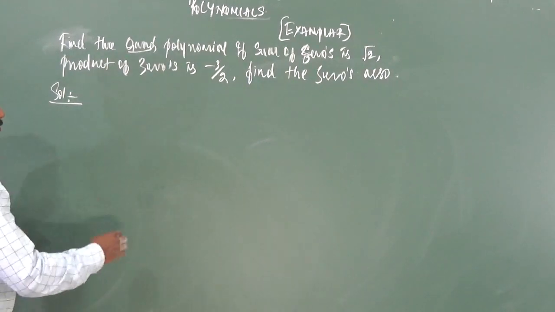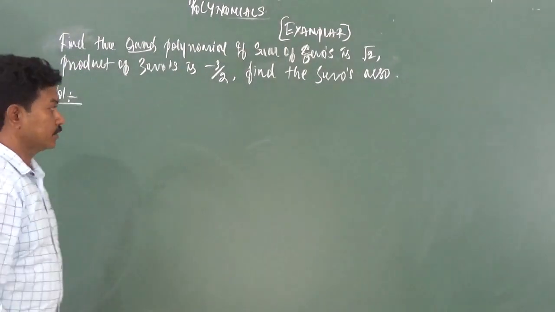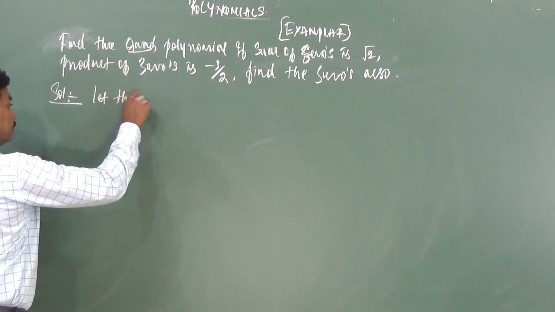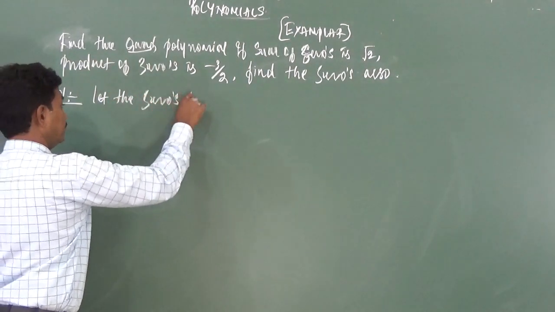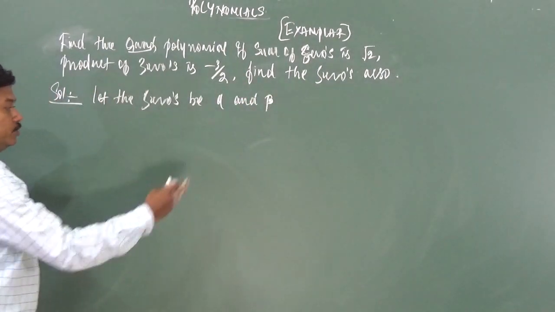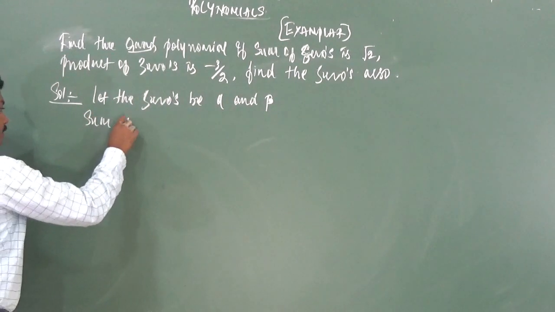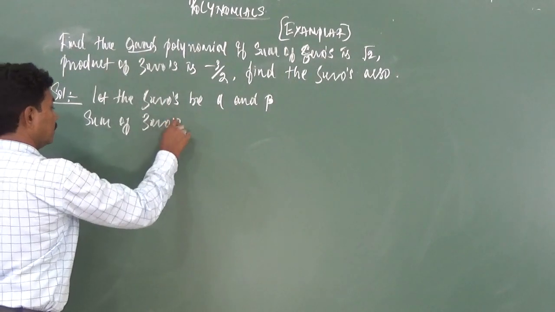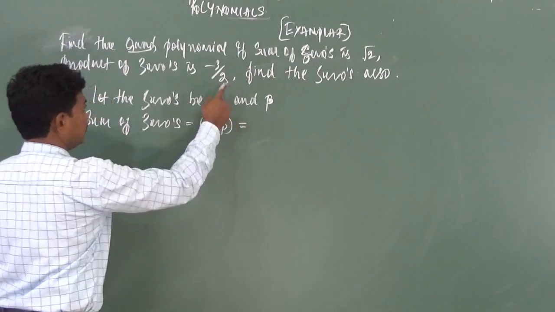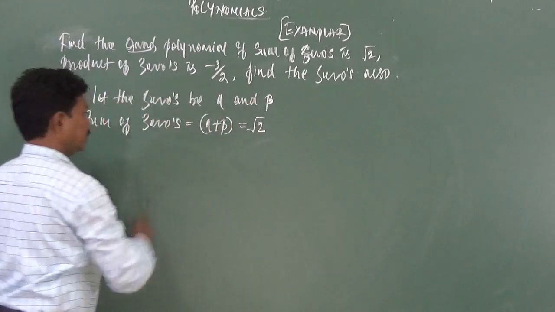So first we will find out the required polynomial and then we will find out the zeros. I will tell you how to find out the zeros. So usually we will guess this. Let the two zeros be alpha and beta. So sum of zeros he has given. Sum of zeros is alpha plus beta, which is given as root 2. So I will write root 2 here.